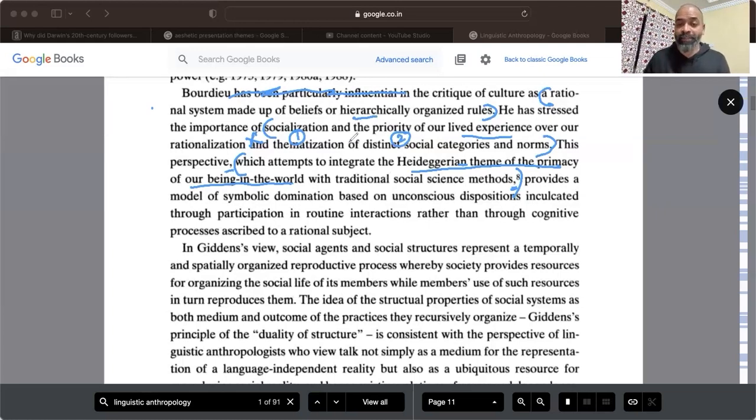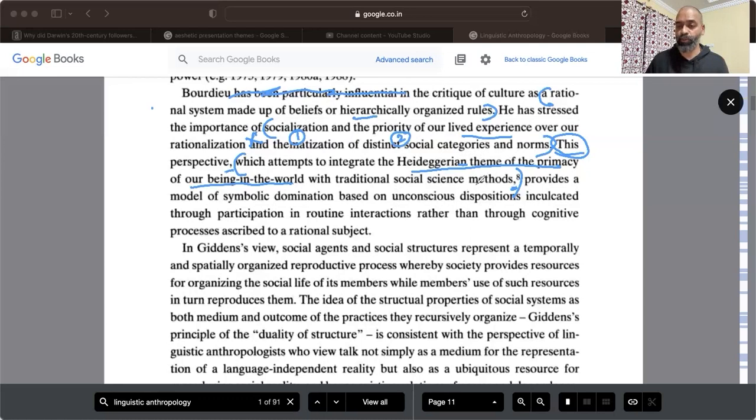Okay. Now, this perspective of socialization and prioritization being more important than rationalization and thematization, that is the perspective. See, the pronouns are therefore very useful. When it says this perspective, the really good reader already knows which perspective. The bad readers do not pay attention, just end up reading the whole sentence. Then you realize, hey, I didn't understand this sentence. So this perspective, the perspective that socialization and prioritization are very important, prioritization of lived experience over rationalization and thematization, that perspective attempts to integrate 1 and 2. What is 1? Primacy of our being in the world, and 2 is traditional social science methods.